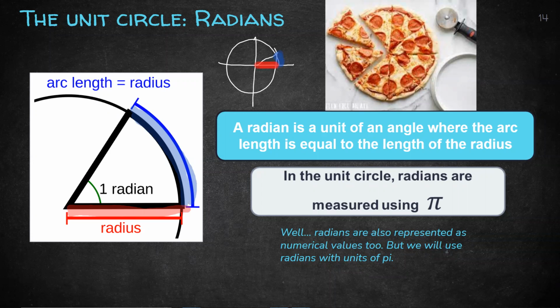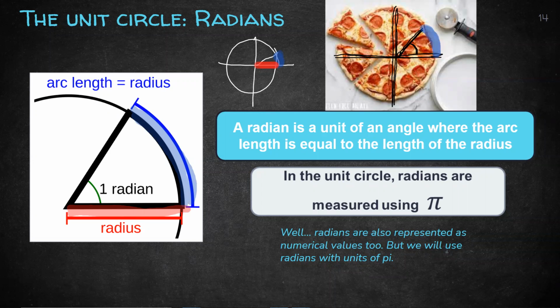To put it in layman's terms, we can think of this as the crust on our unit circle pizza. We can think of the pieces of pizza as being our angle measures, or our degrees, if we were using degrees. And then our radian is just going to be the length of the crust for that particular piece of pizza. So radians are just like the crust.